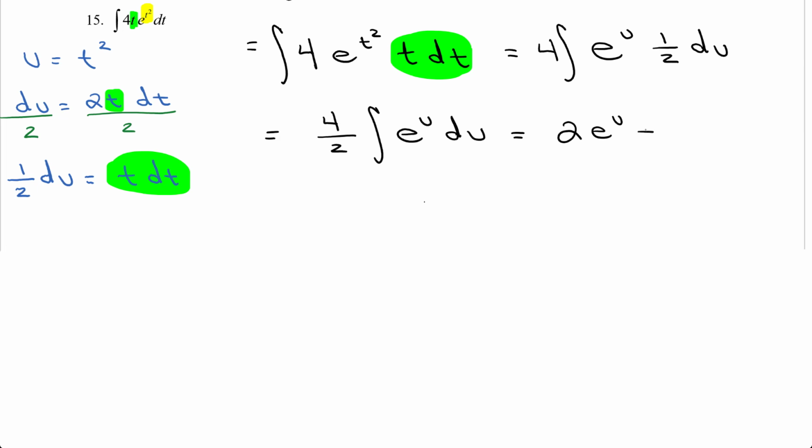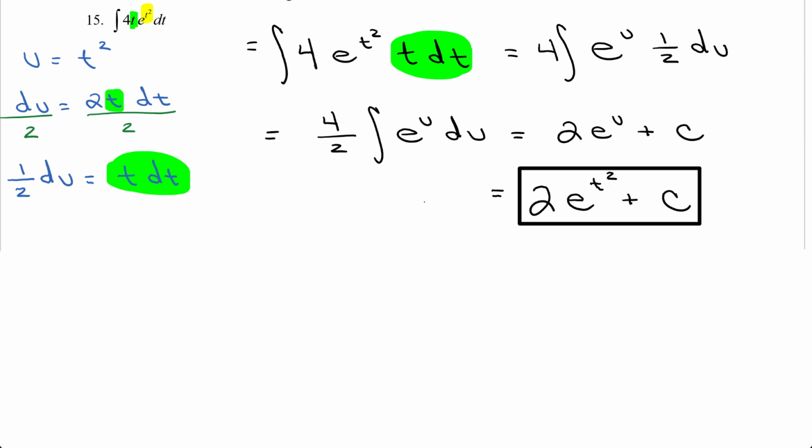So this is equal to 2 times e to the u power plus c, and if we replace u, this will be equal to 2 times e raised to the t squared power plus c, and we can box that in, and that's our final answer.